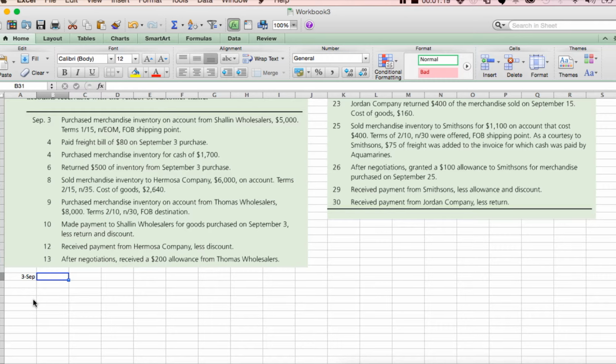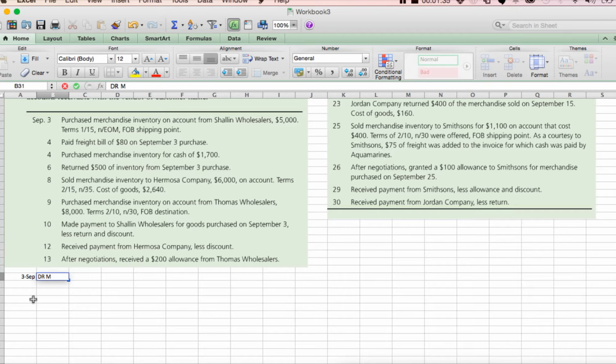FOB shipping point means that the goods changed hands at the shipping point. So if there's any shipping expense, we are going to end up paying that. But we haven't talked about that in this entry yet. So for this entry, we're just going to record the initial purchase.